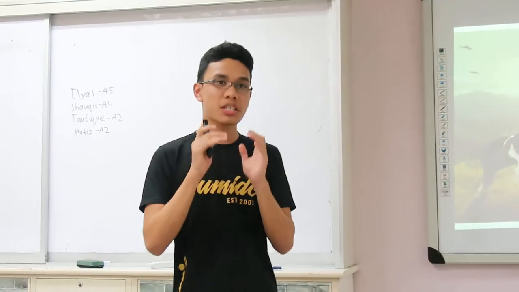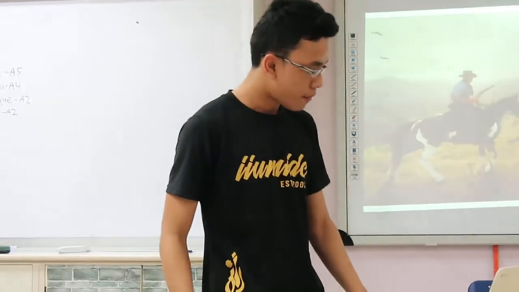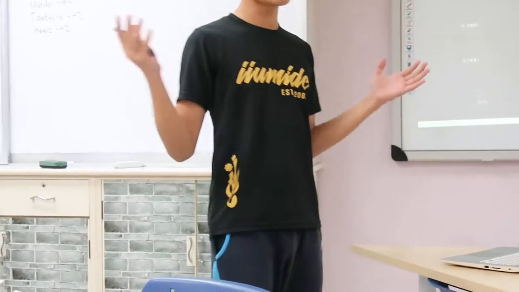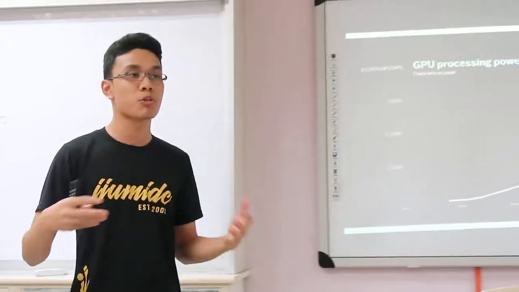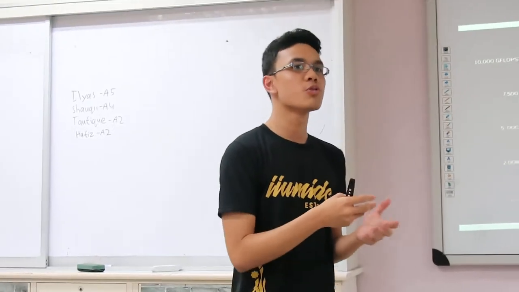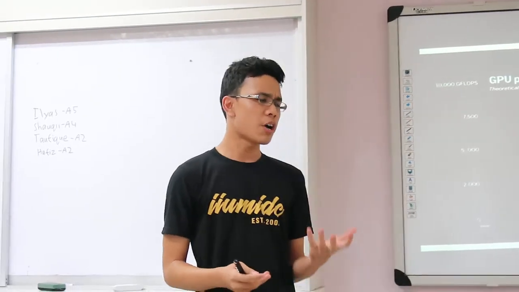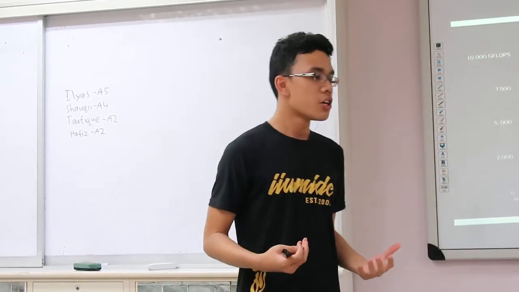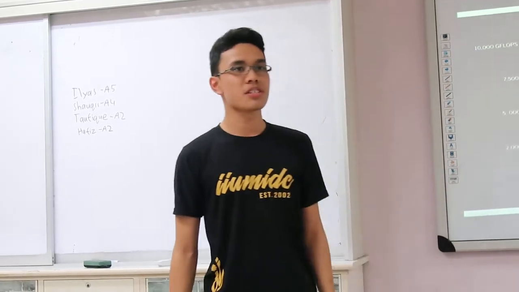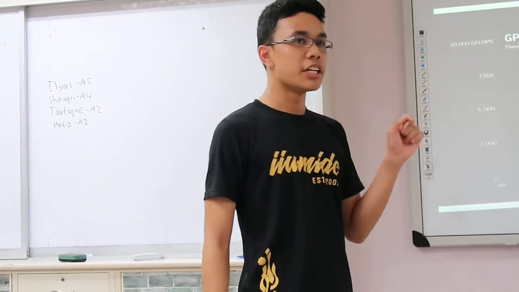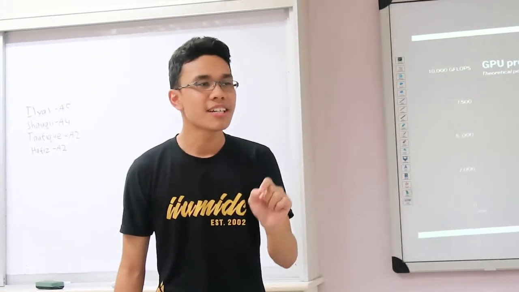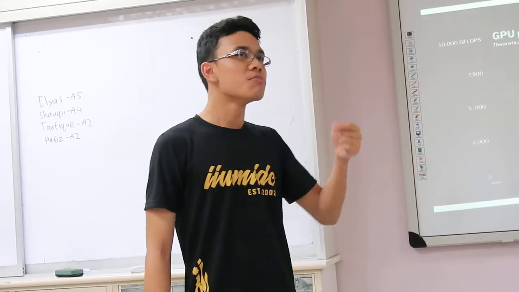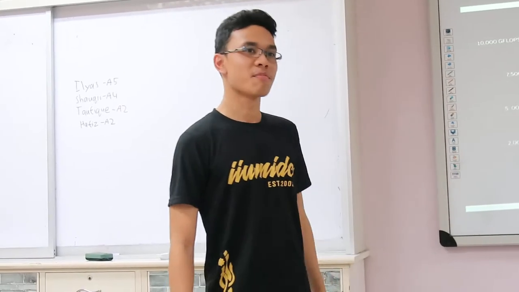So this cannot happen without the help of one thing, the graphics processing unit. A GPU is called a graphics processing unit, which acts as a tool for the computer to actually create graphics. So how does it work? It actually does a lot of calculations. You see the word GFLOPS? GFLOPS is the unit for how many calculations a graphics processing unit can do in 1 second.